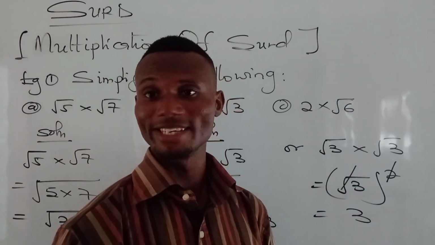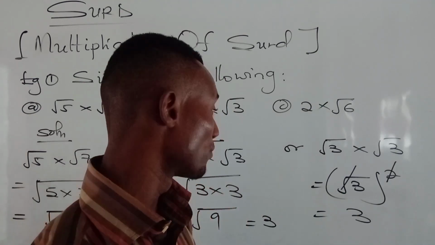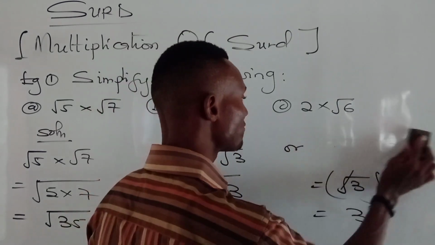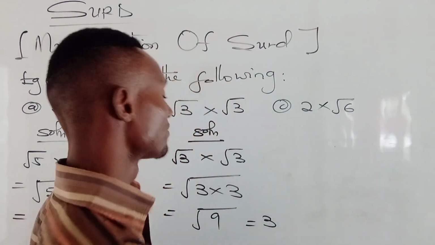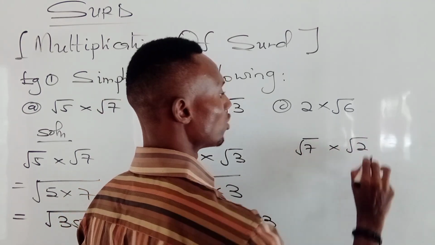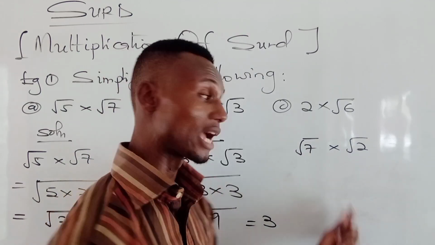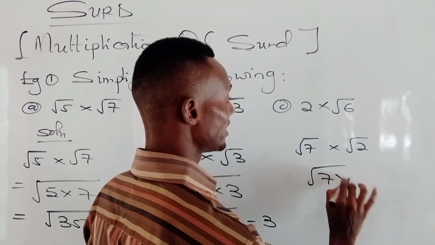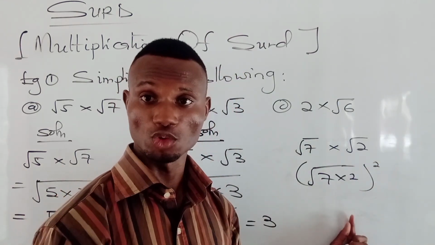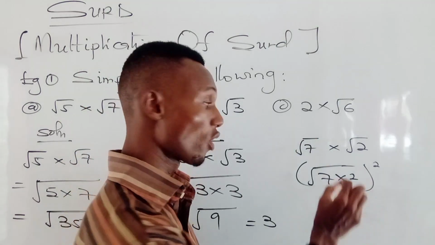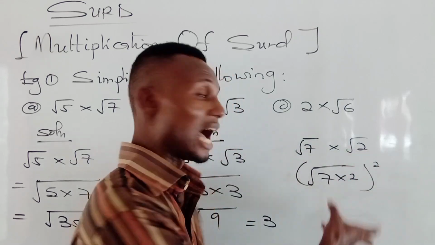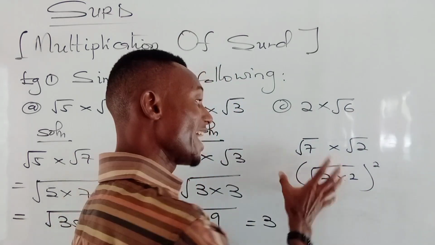Please don't get confused. I want to explain something to you before we move on. For example, what if I have something like square root of 7 times square root of 2? To simplify this one, does it mean you can go and write square root of 7 times 2 all squared? No, you cannot do that. I've explained this to you. You cannot do that because the values are different: this is 7, this is 2. You cannot apply that principle, it will not work, unless they are the same.